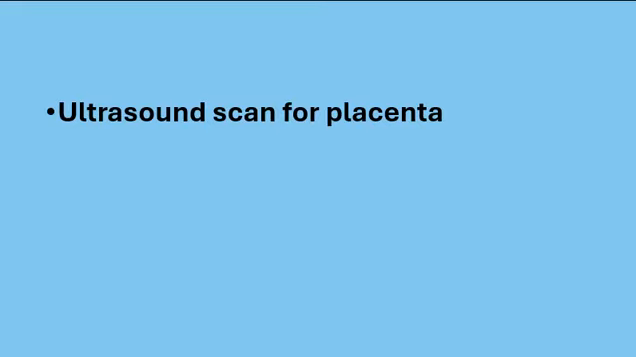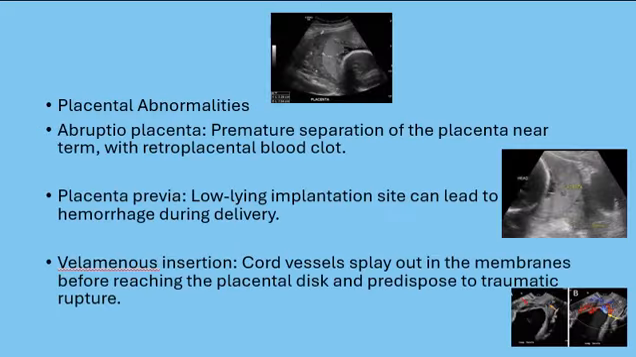Ultrasound scan for placenta. Placental abnormalities. Abruptio placenta, premature separation of the placenta near term, with retroplacental blood clot. Placenta previa, low-lying implantation site can lead to hemorrhage during delivery. Velamentous insertion, cord vessels splay out in the membranes before reaching the placental disc and predispose to traumatic rupture.